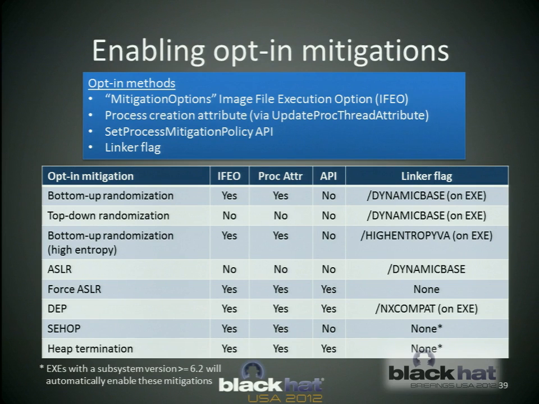I'm not going to go into detail on this table here, other than to note in particular for bottom-up randomization, particularly high entropy bottom-up randomization, we've added a new linker flag called high entropy VA, which is enabled by default, that needs to be set if you want to take advantage of 64-bit high entropy.